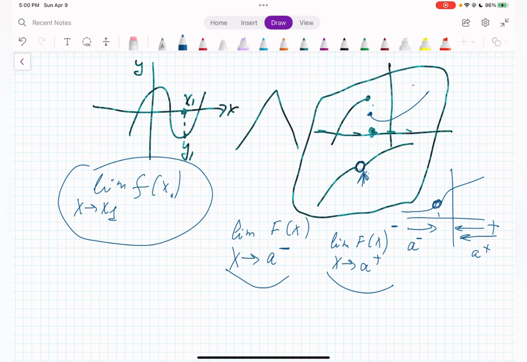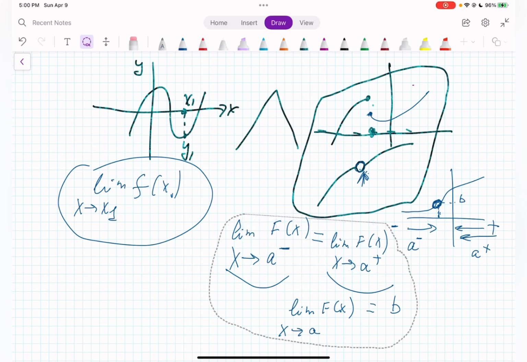And to know if this hole has any coordinate, any value, our limit from the left side has to be equal to the limit from the right side. Then I can write down limit f of x, where x approaches a, and it's going to exist. It's going to be some value, let's say this value b. Okay, let me circle it. This is important.